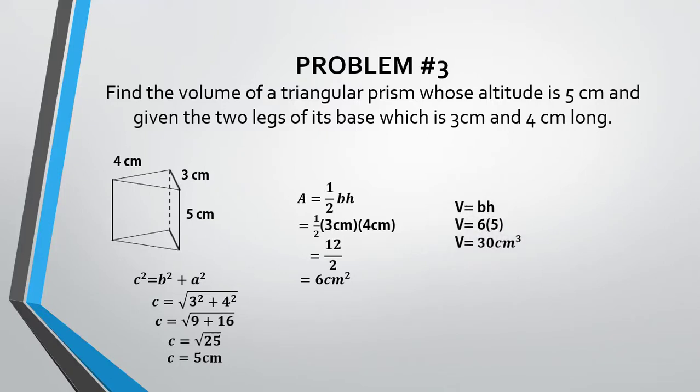Volume is equal to base times height. Since we got 6 centimeters square for the area of the base, we substitute it for B and substitute 5 centimeters for the height. Volume is equal to 6 centimeters square multiplied by 5 centimeters. We get volume is equal to 30 cubic centimeters.